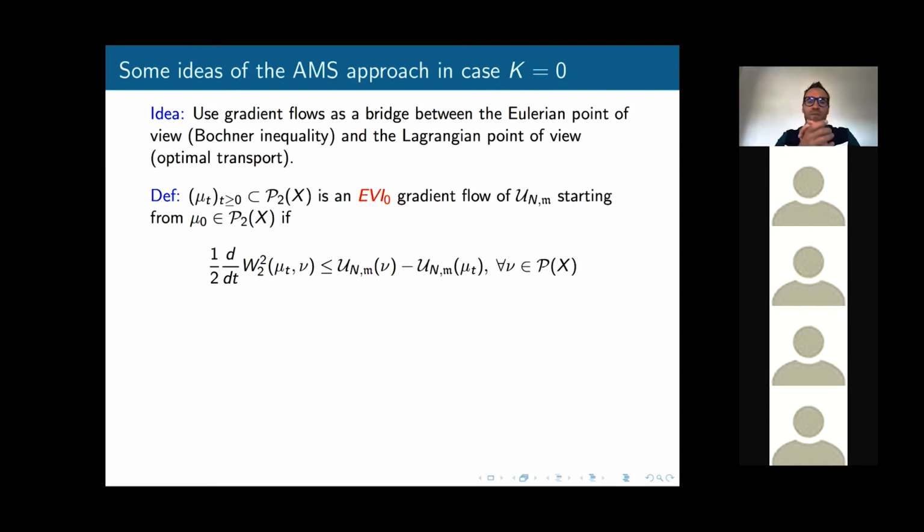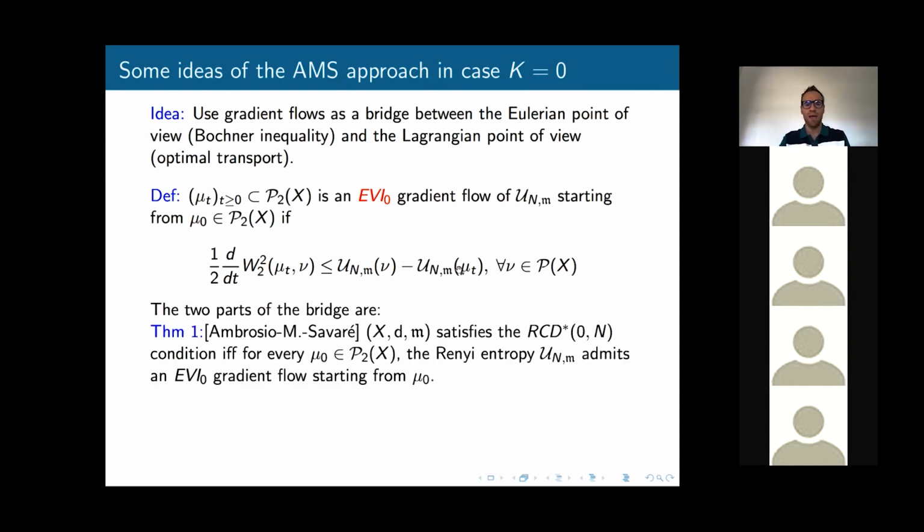So the key idea is to use gradient flows as a bridge between the Eulerian point of view and the Lagrangian point of view. So we have seen before these EVI flows. So here we can use the same. Here the idea is to prove that we have a well-defined EVI flow. Remember here the notion of EVI, but now of the n-dimensional Riemannian entropy. And the proof is made in two steps.